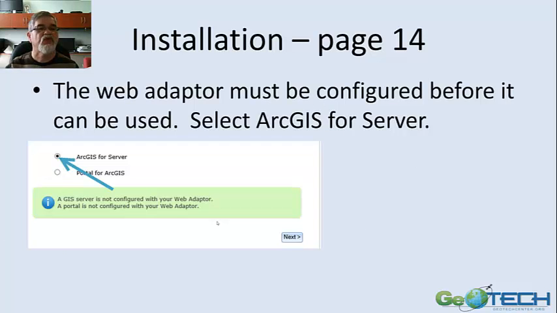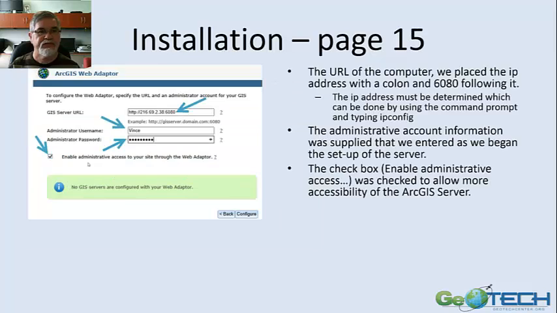You've got to configure the web adapter before it can be used. So we're going to select that we're going to use it with an ArcGIS server. We're not going to worry about what a portal is right now, but that we're going to use it with an ArcGIS server. Here's our IP address to one of my services, a public-facing server. So 216 is a public-facing address. It might have started with a different address if it is an internal address.